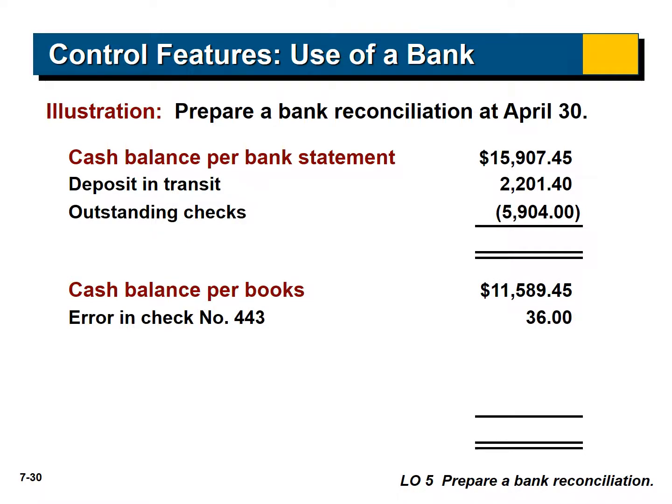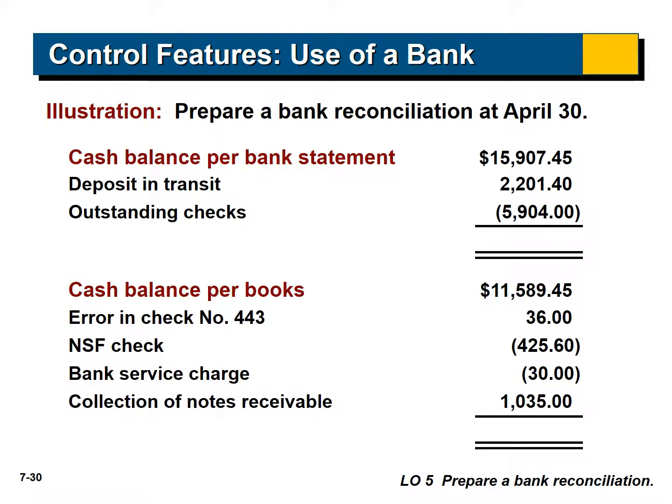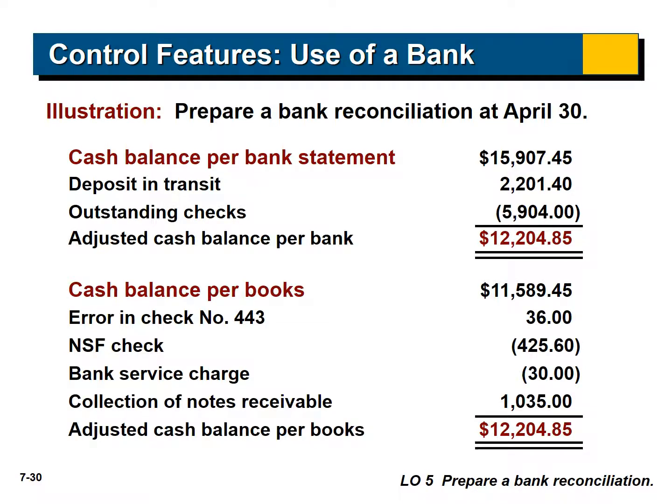Then we take our balance per books, any errors that were made, subtract out any non-sufficient funds, and any bank service charges, and add any collections of notes. And those two numbers at that point should be the same. Once you do that, the numbers should tie together.